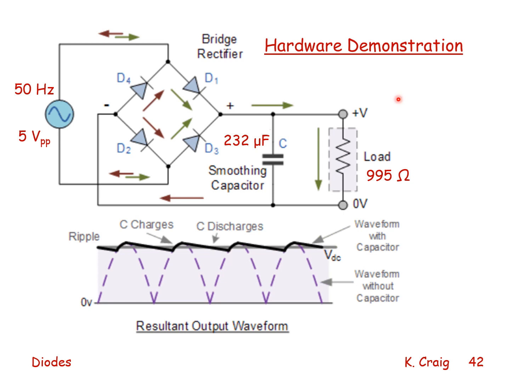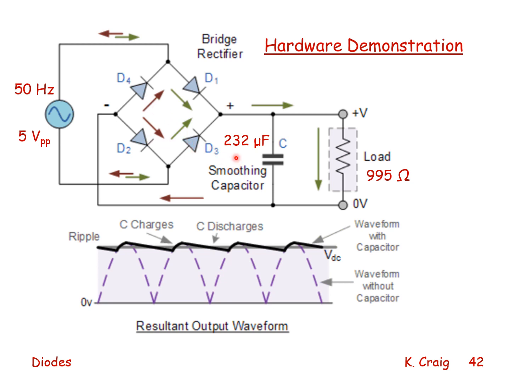Let's perform a hardware demonstration. Let's input a sine wave that is 50 hertz, 50 cycles per second, 5 volts peak to peak. Here is the bridge circuit with 4 diodes, D1, D2, D3, D4.